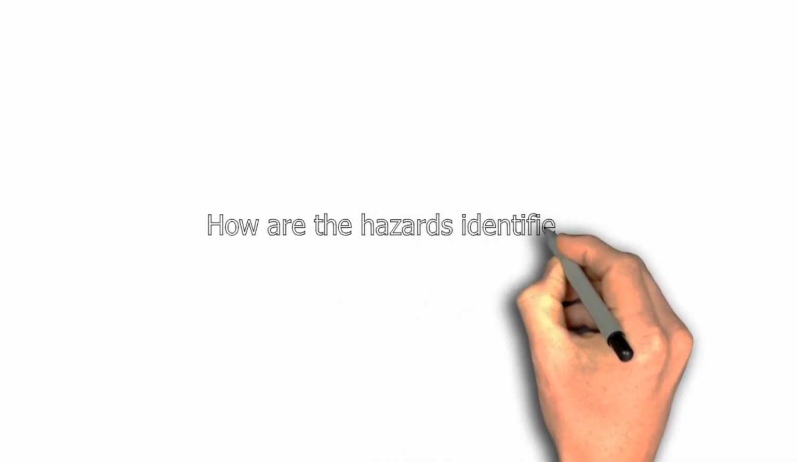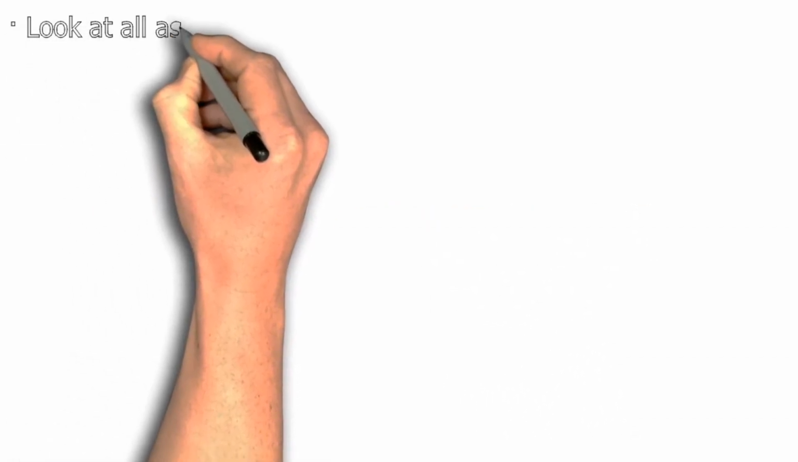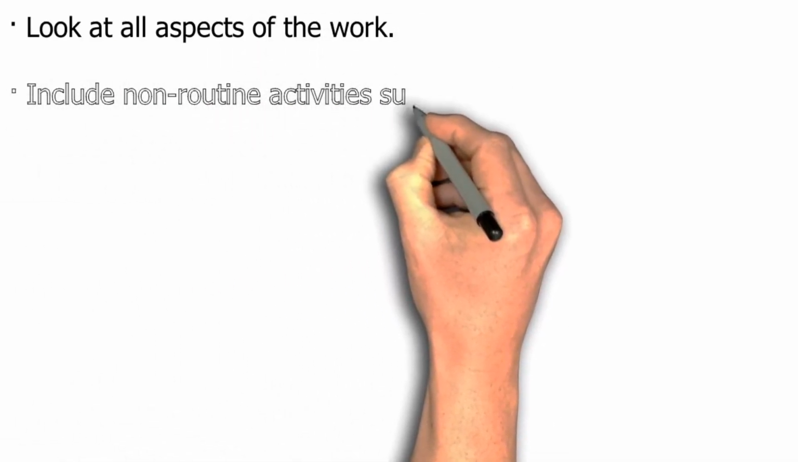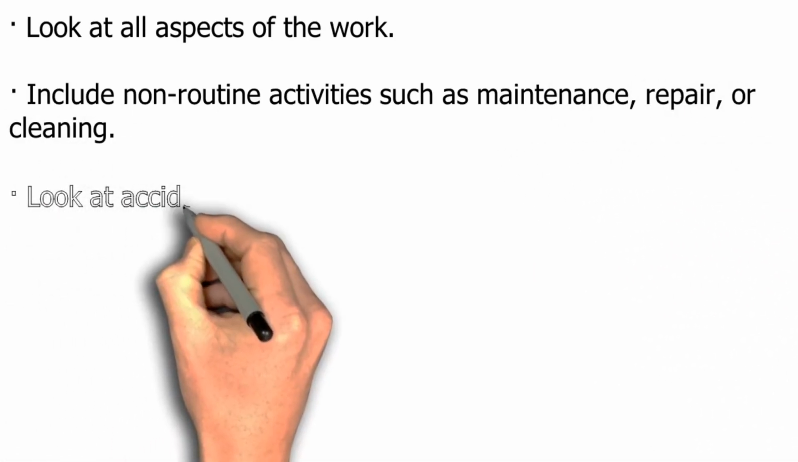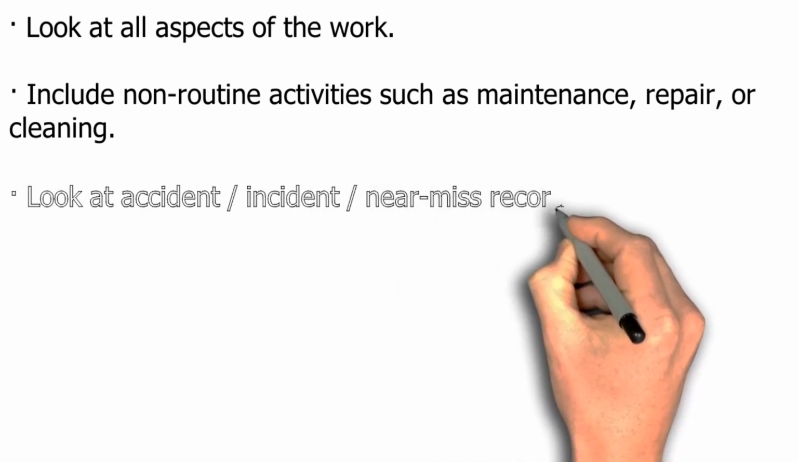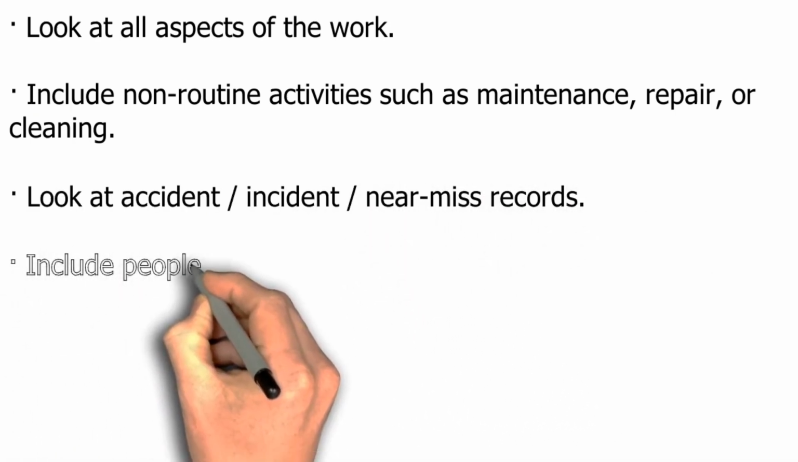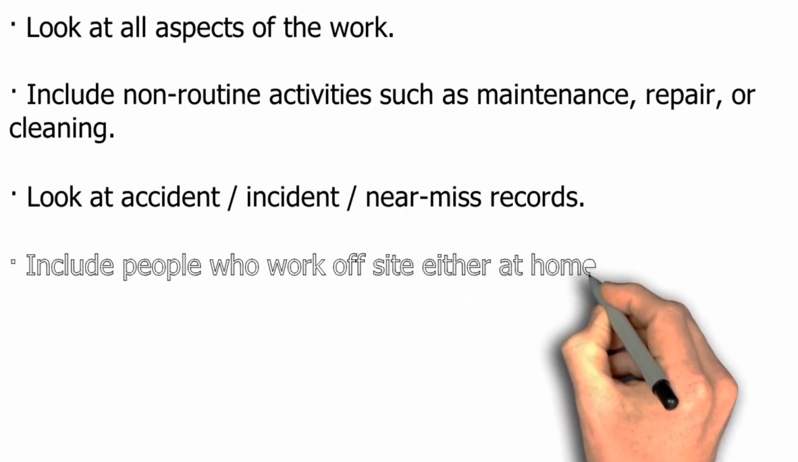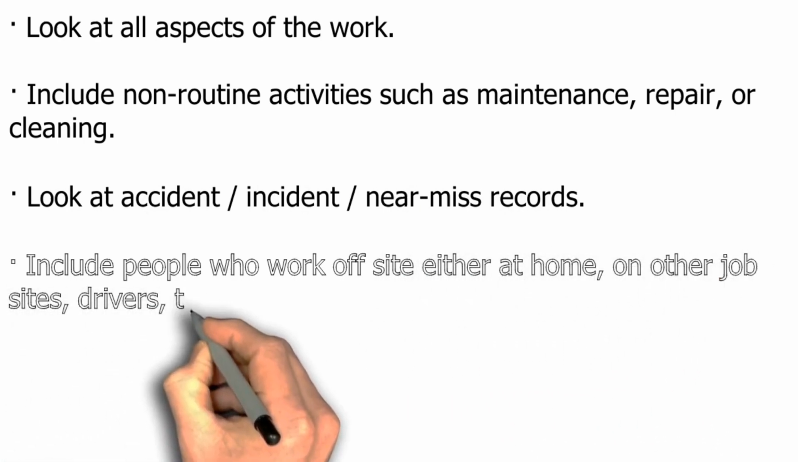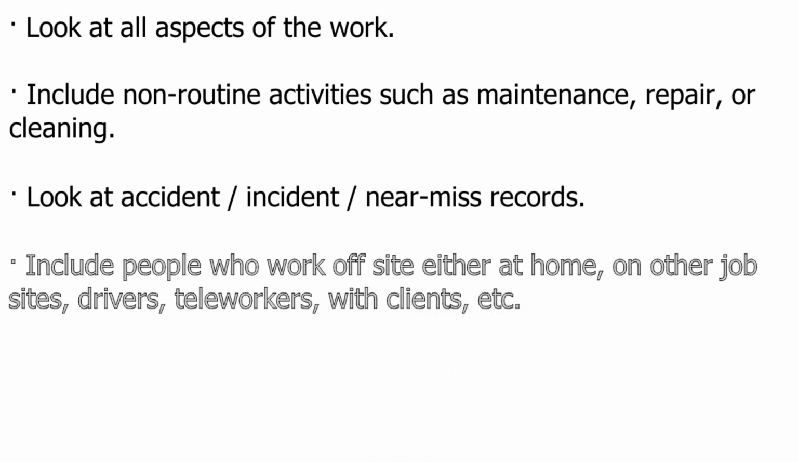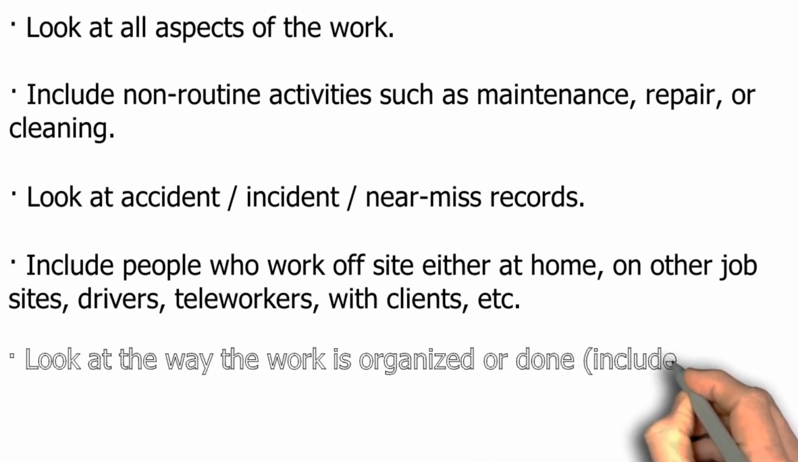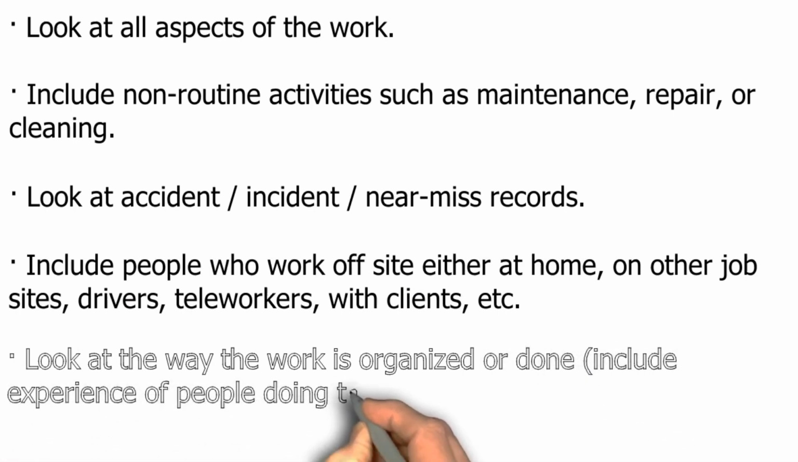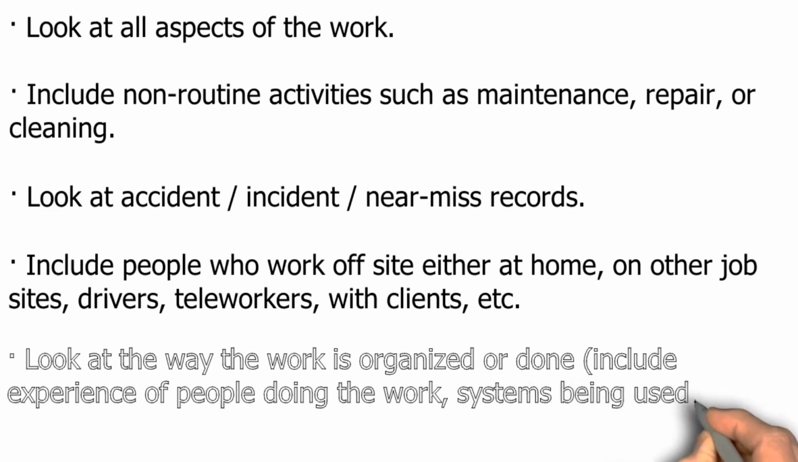How are the hazards identified? Look at all aspects of the work. Include non-routine activities such as maintenance, repair, or cleaning. Look at accident, incident, near-miss records. Include people who work off-site either at home, on other job sites, drivers, teleworkers, with clients, etc. Look at the way the work is organized or done, include experience of people doing the work, systems being used, etc.